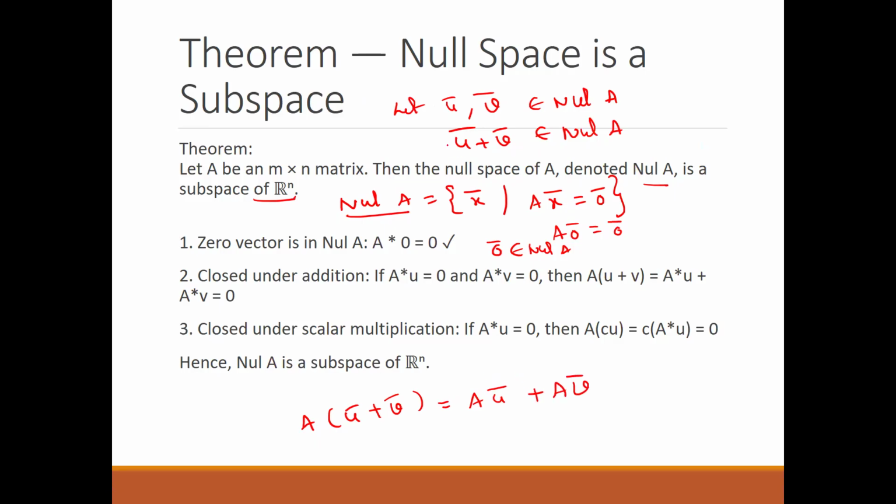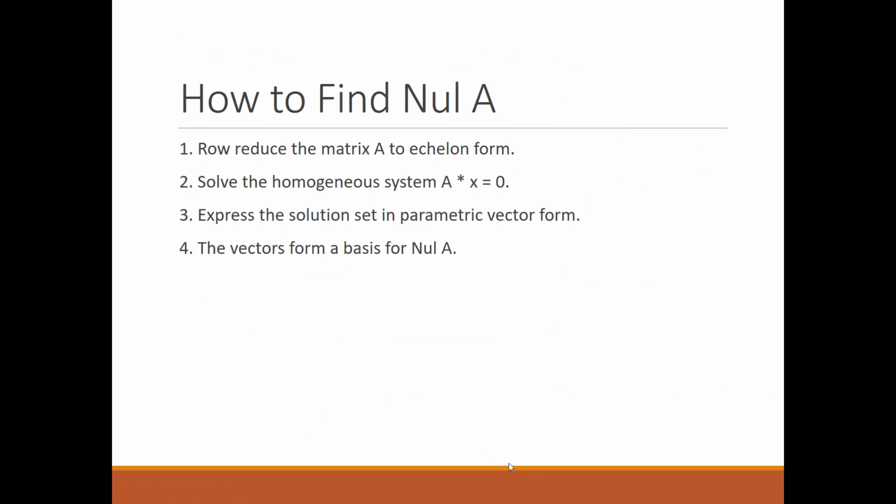Since u bar and v bar belong to null A, by the definition of null A, A u bar is equal to 0 bar and A v bar is equal to 0 bar. Therefore, A(u bar plus v bar) is A u bar plus A v bar, that is 0 bar plus 0 bar, which is equal to 0 bar. Therefore, u bar plus v bar belongs to null A. So, vector addition is closed.